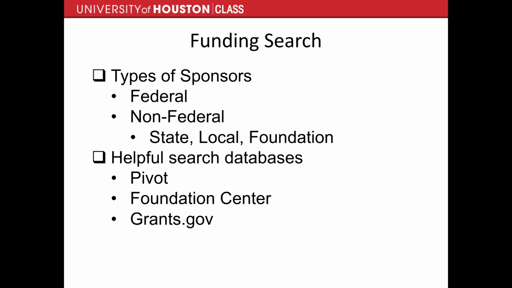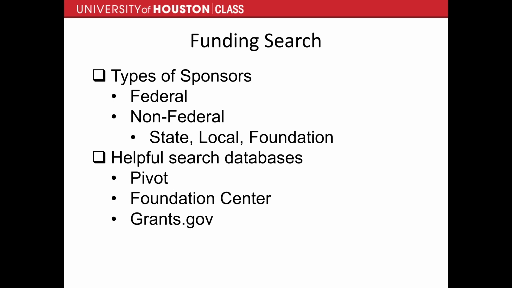So the funding search phase is basically where you're scouring all these different places to see where there's funding that suits your project. So obviously the type of sponsors that we have are federal and non-federal. That's just the basic way of categorizing funding. With non-federal, you have state, local, and foundation, which is probably the most popular type of non-federal sponsorship. And then you have helpful research databases that help you carry out these searches, such as Pivot.